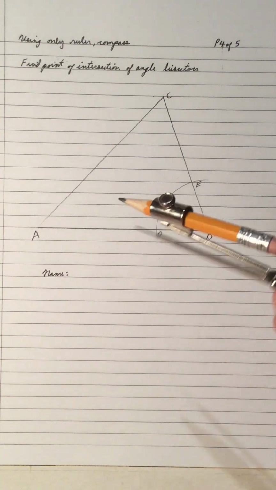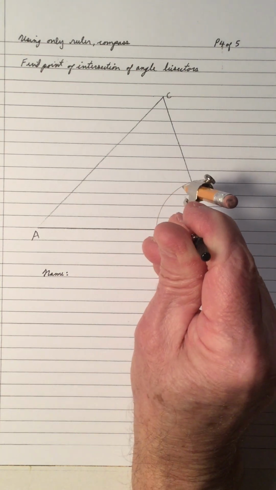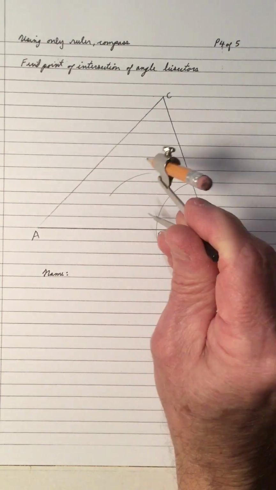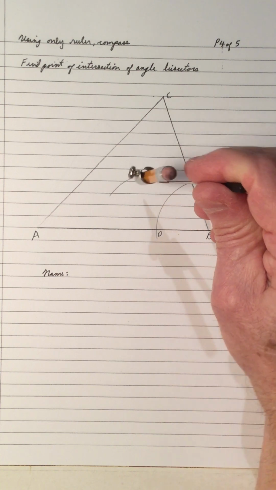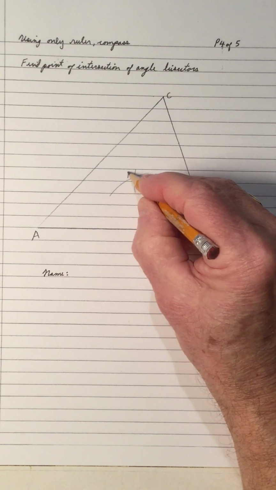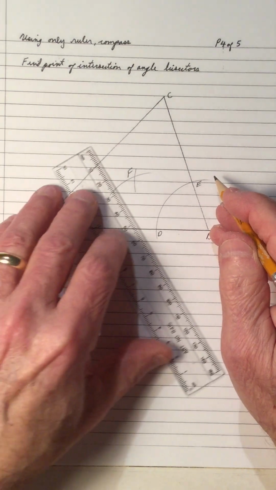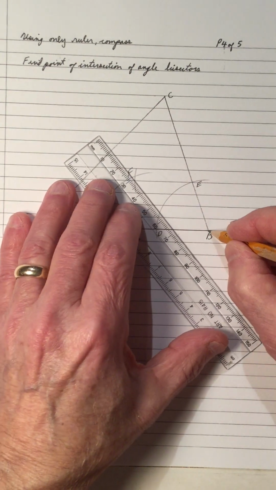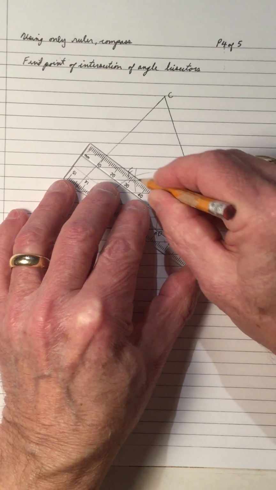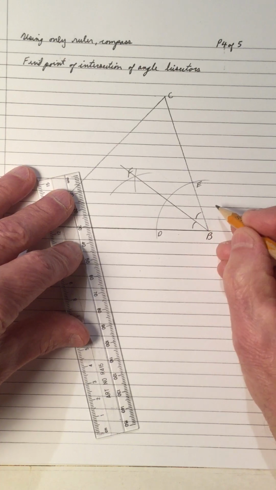So I place my compass at D and E, more than half the length. So this is more than half the length of DE. And we place the compass at E with the same radius. They intersect. Let's say they intersect at F. So I'll draw BF. And BF is the angle bisector. So F to B, there it is. So that's the angle bisector. So that means this angle is equal to this one.